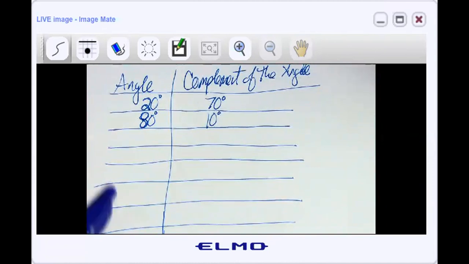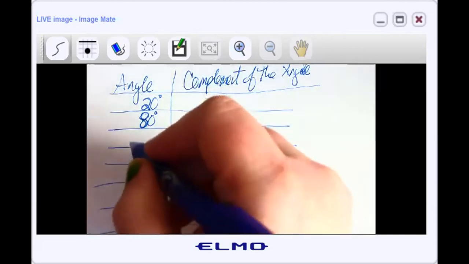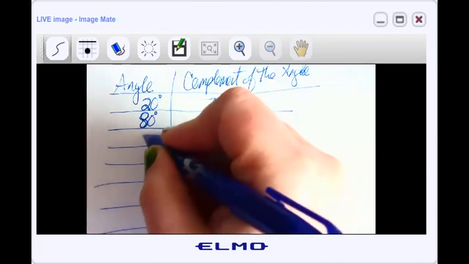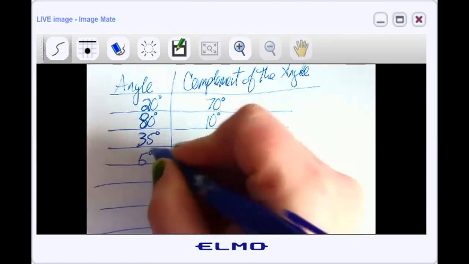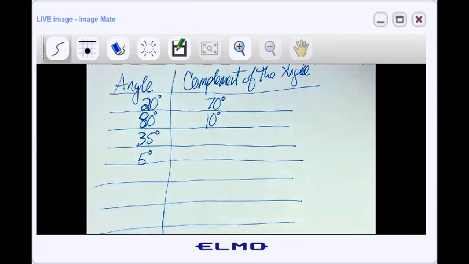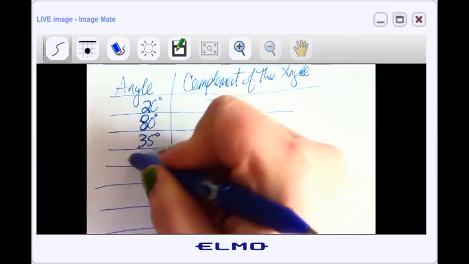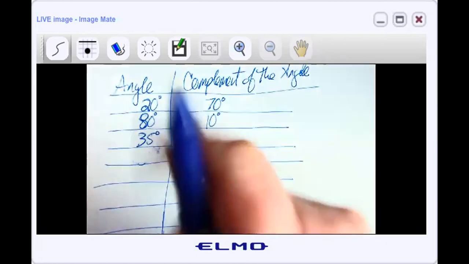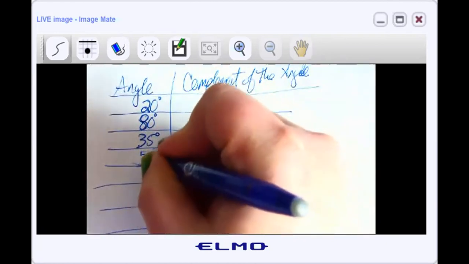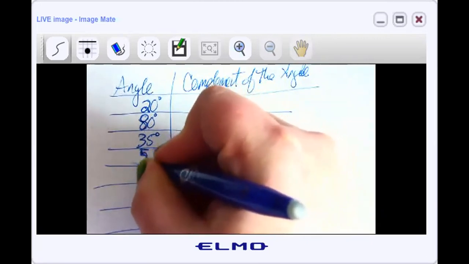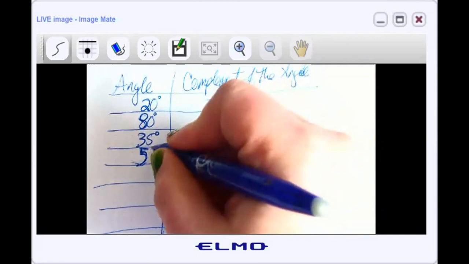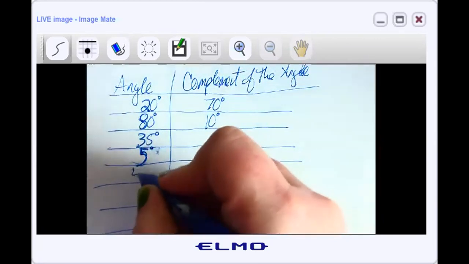All right, so here's what I'm going to do. I'm going to fill in this side with the angle. I'm going to give you a whole bunch, and I want you to fill in what the complement would be. Some of them I'm going to try and trick you on at the end. Let's do 35. Let's do 5. That doesn't look like a 5 at all. Sorry. Sometimes my 5s look like 6s, and that can be confusing in math. That's betterish. 5. Okay. Let's do, how about 45?